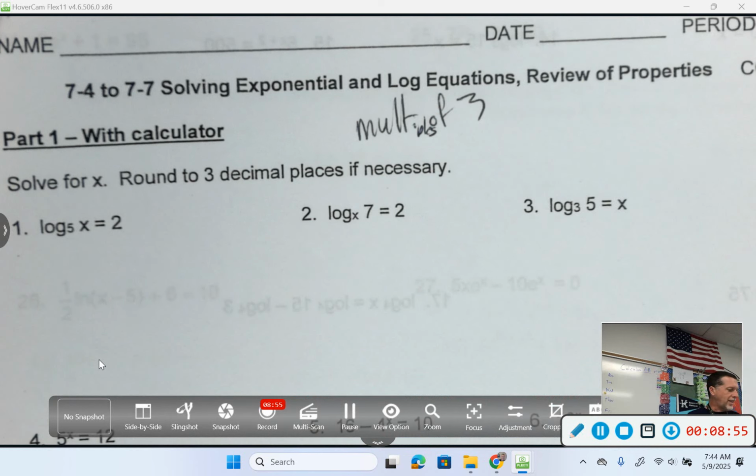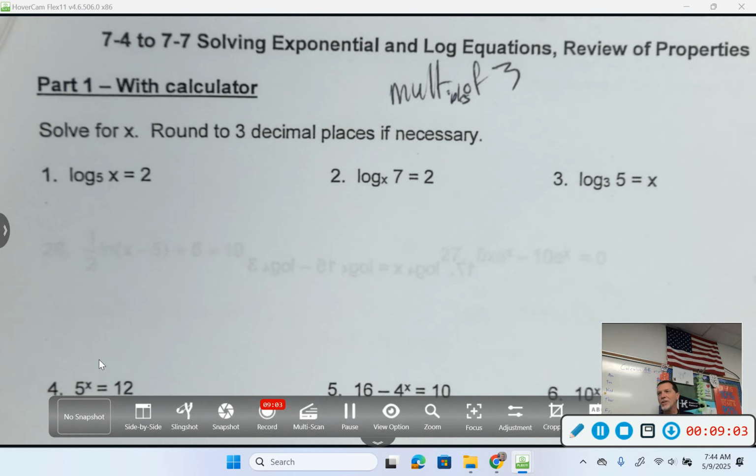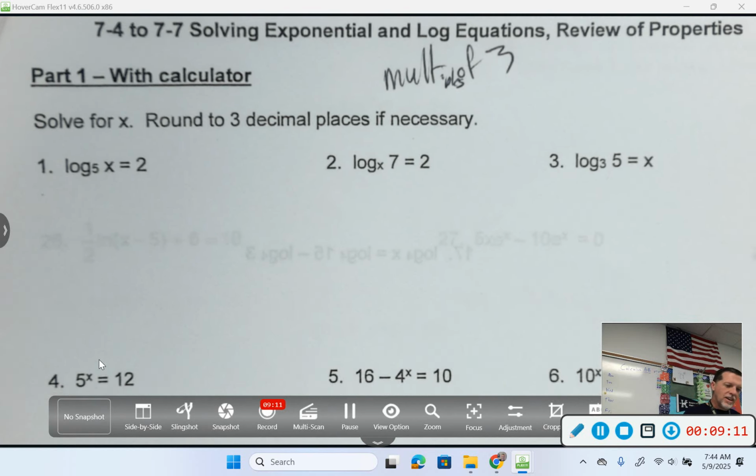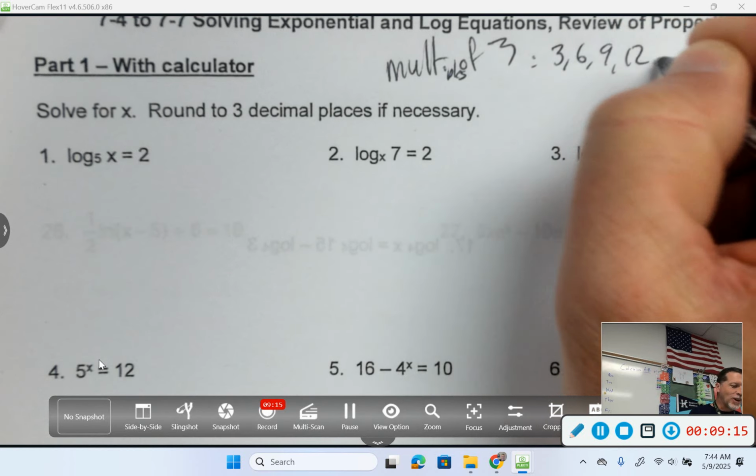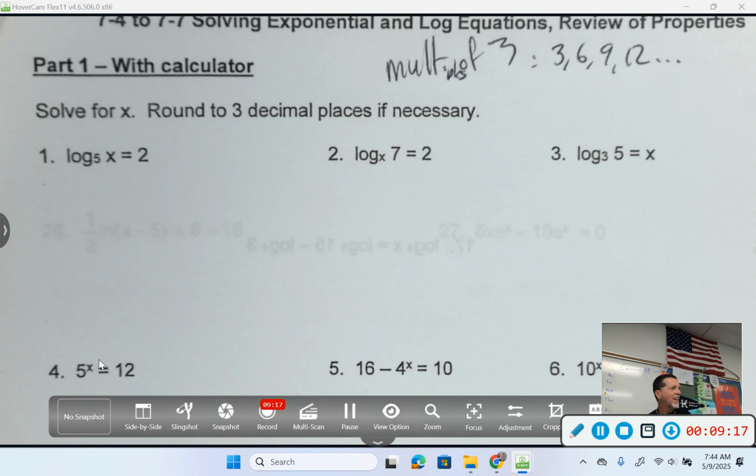Why would you like that instruction on a worksheet? You're only doing a third of the worksheet. Why would that be an annoying instruction? You got to figure out which ones are multiples of 3. So you got to do math in order to do math. It's a little trick we pull on you there. I mean, it's not hard. 3, 6, 9, 12, etc.